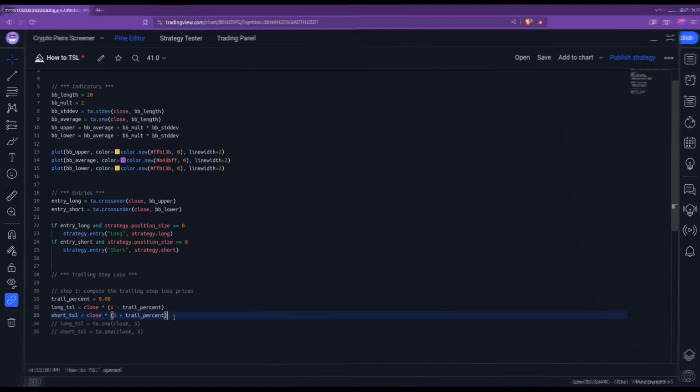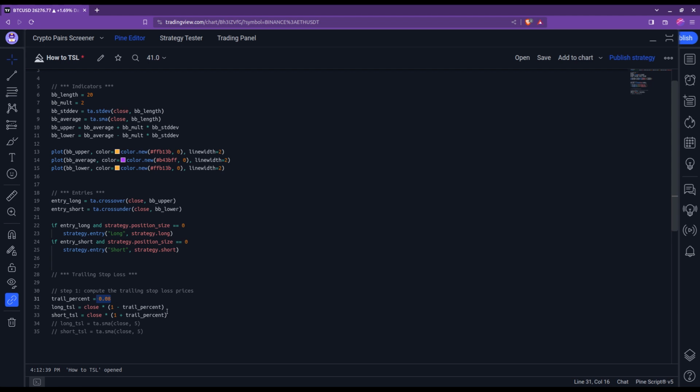Now, step one, we have to define the trailing stop loss. For this example, I'm going for a textbook style of trailing stop loss where I simply say it must be a given percentage around the entry price. So for the long, it will be minus this percentage, and for the short, it will be plus this percentage. And here in particular, I went for 8%.